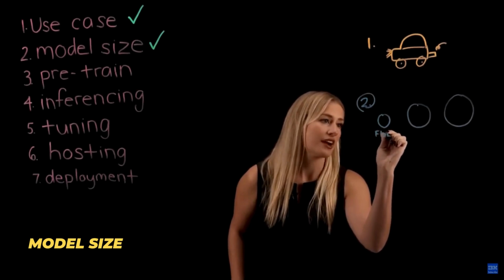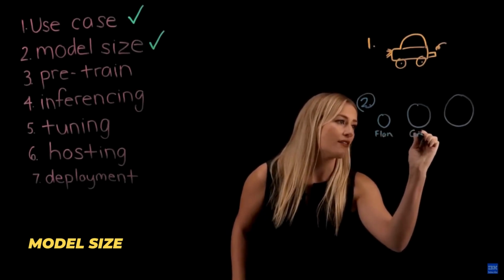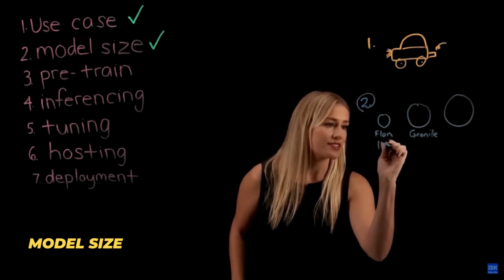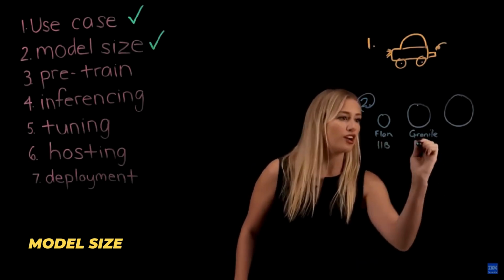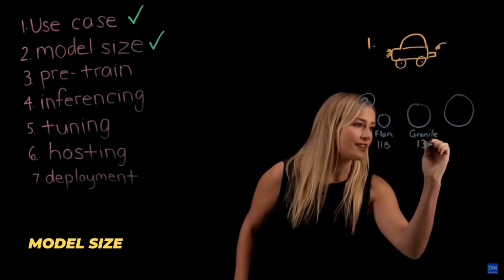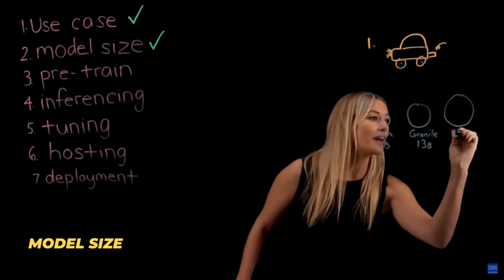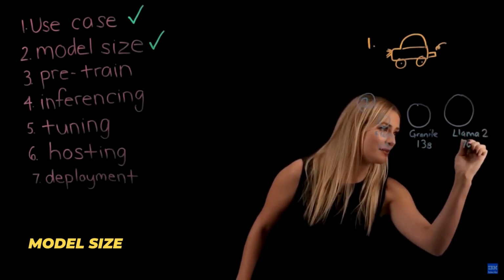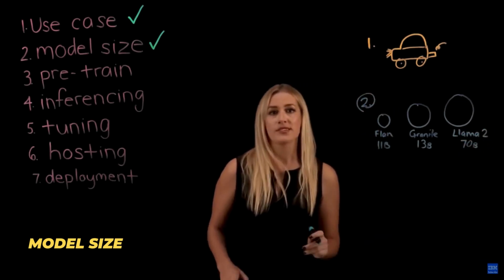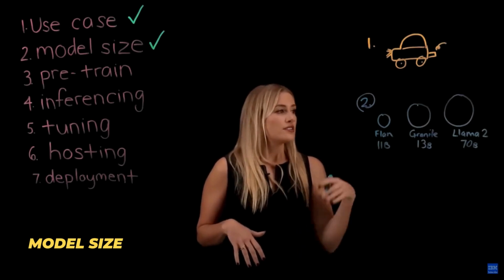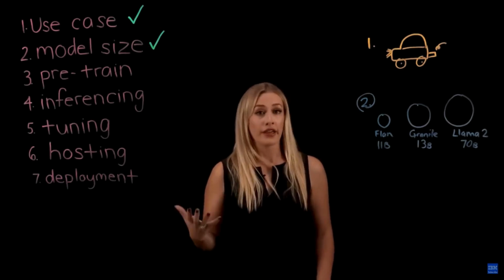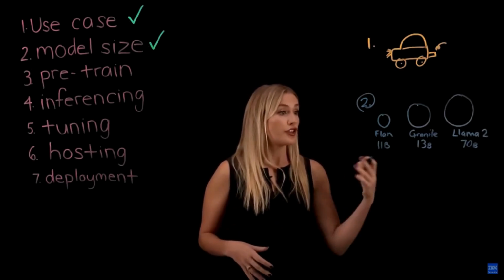So we can look here at some examples, right? We have our smallest model here, which is Flan, where we see this at 11 billion parameters. We have Granite, which is a middle tier size at 13 billion. And then we have the largest of them all, Llama 2, at 70 billion parameters. And what's important to know is that different models are going to serve different use cases. Some are better for language translation, others are better for Q&A.